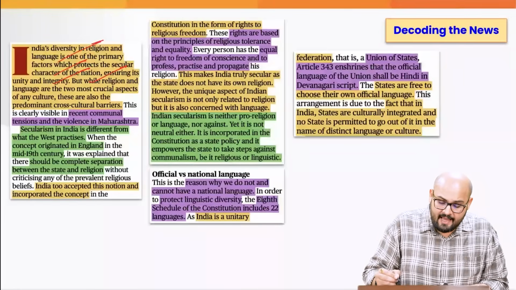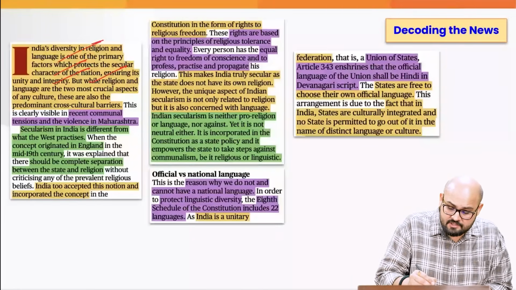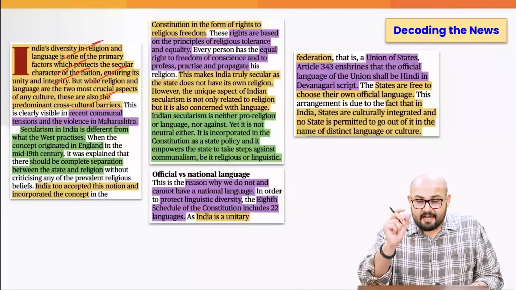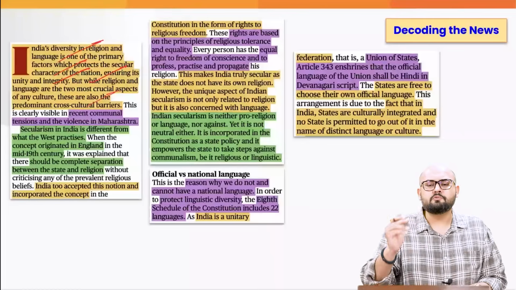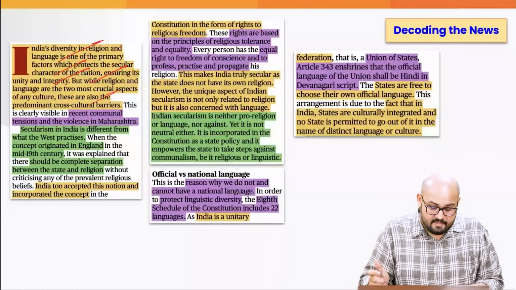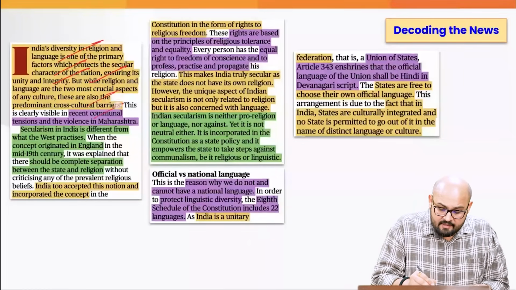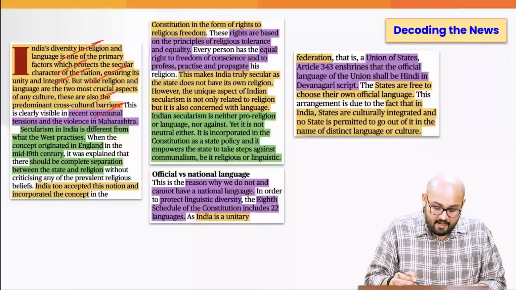But while religion and language are the two most crucial aspects of any culture, these are also the predominant cross-cultural barriers. And this is the reason we have people fighting over these issues of religion or language, right? This is clearly visible in recent communal tensions and the violence in Maharashtra.